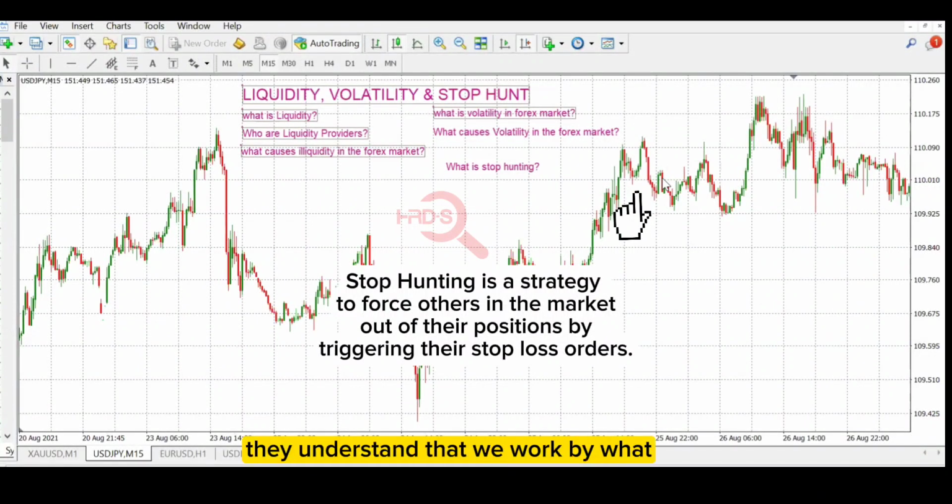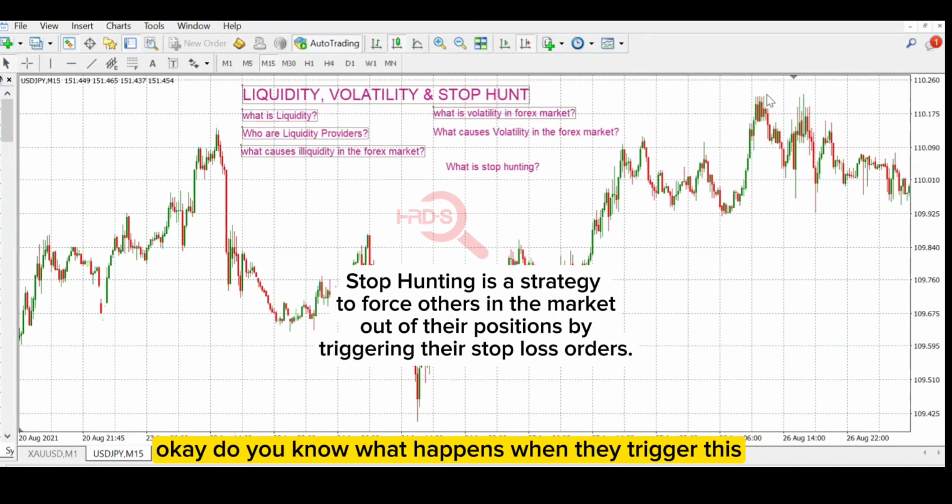Because these people understand that we work by what? Higher high, higher low, higher high, higher low. And then we have a universal teaching of where to place stop losses. So they know that all the people that bought here, their stop loss will be under here. So they will drive price down, clear all the stop losses that are here, and then still move in your direction. That is what stop loss hunting is, okay?